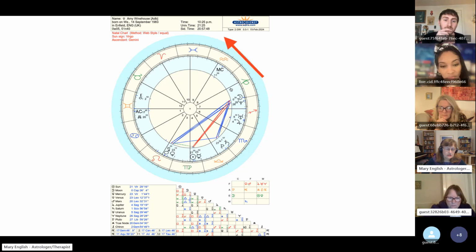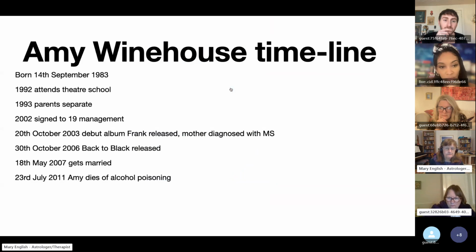She's got a very one-sided chart. If you ignore Chiron in her 12th house, she's got what's called a bundled chart. And her moon is in the sign of Capricorn, and it's conjunct to Neptune. Keep that in mind. So we're going to do a timeline for Amy Winehouse.